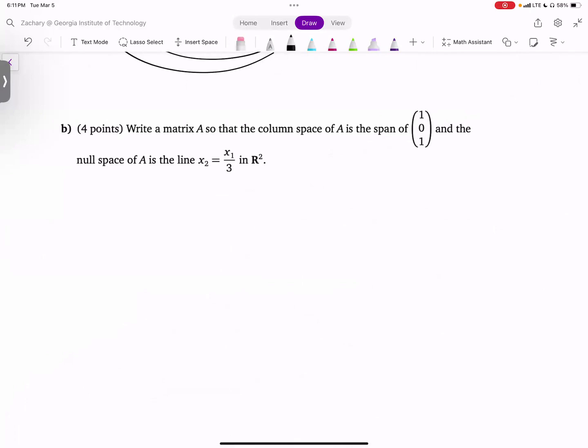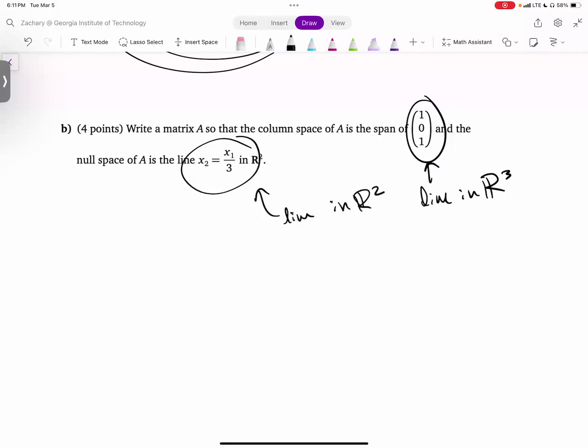Write a matrix such that the column space is the span of this, and the null space is a line in R2. This is a line in R3, and this is a line in R2. So that tells me I have a 3 by 2 matrix, right? R3, R2.